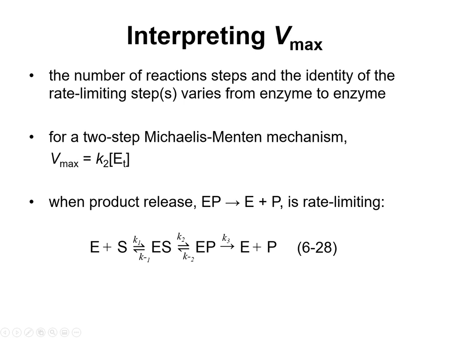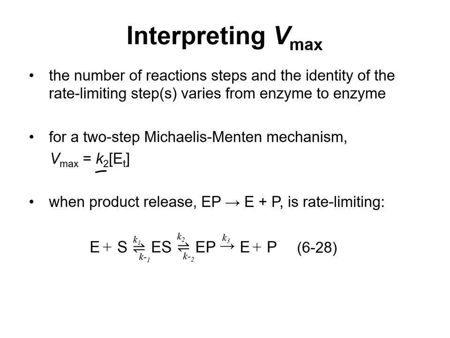So we talked about Km and how to interpret that. Now we've got to talk about interpreting Vmax. Vmax tells you the number of reaction steps and the identity of the rate limiting step, right? So all those things are going to vary from enzyme to enzyme. But Vmax tells you the velocity of your slowest step. And for that same 2-step Michaelis-Menten mechanism, the Vmax is going to be equal to K2, remember that's our slow step, times the total enzyme concentration. Because the total enzyme concentration, if you're under Vmax conditions, means that all of your enzyme is engaged and active.